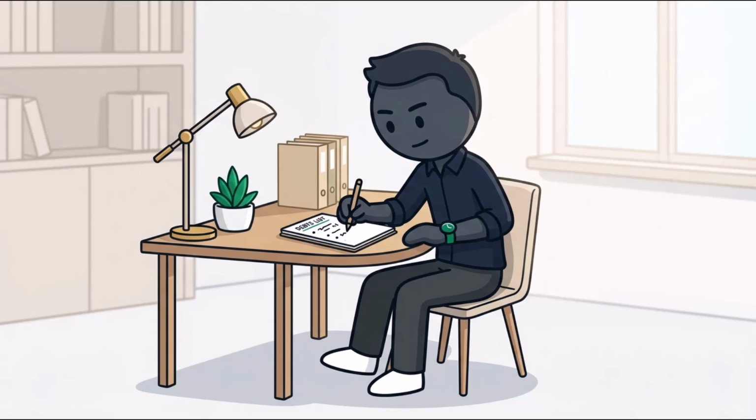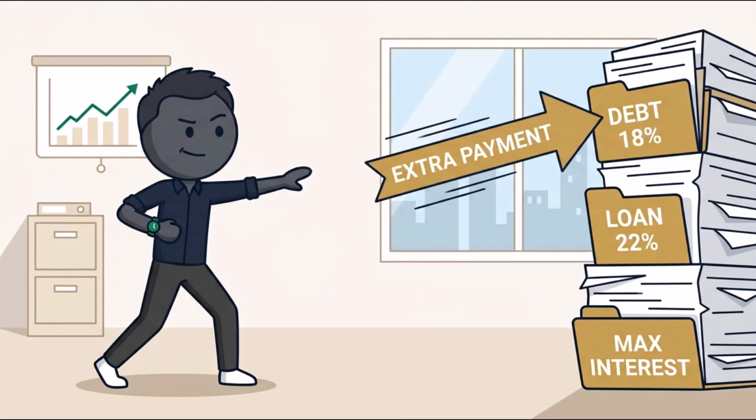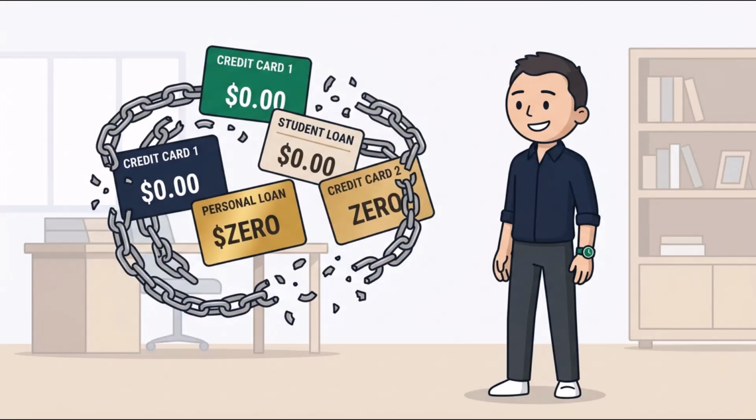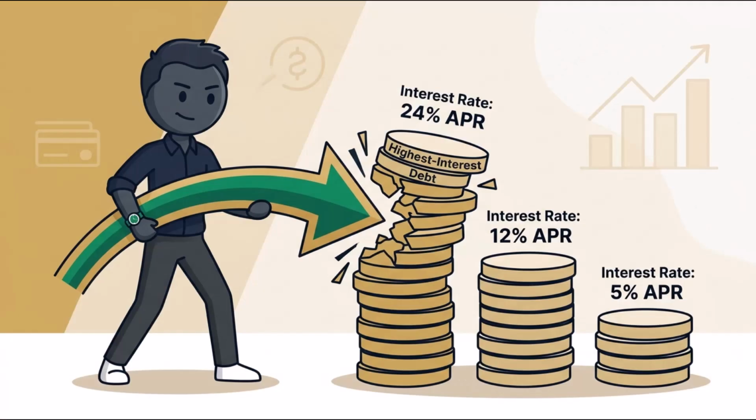Let's quickly review. List your debts. Rank them by interest rate. Pay the minimum on all of them. Put your extra money toward the highest interest debt. When that debt is gone, roll its payment into the next one. Repeat until the targeted debts are paid off. The avalanche method is not a trick. It is simply a disciplined way to make your money attack the most expensive debt first.